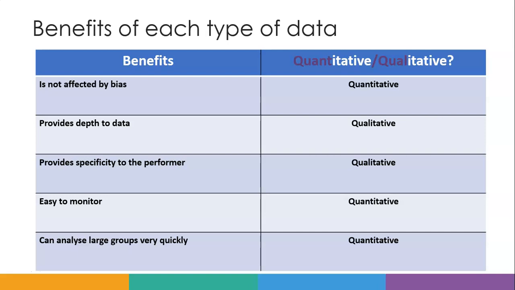It's easier to monitor. That's quantitative data. It's far easier to compare numbers than it is lots and lots of words on a page. It's far quicker because you can see that your score has gone from 9.8 to 7.2. Can analyse large groups very quickly. Again, that's quantitative data. There isn't screeds of information that you've got to scroll through. It's just a list of numbers on a page. You can clearly see wherever they fit.